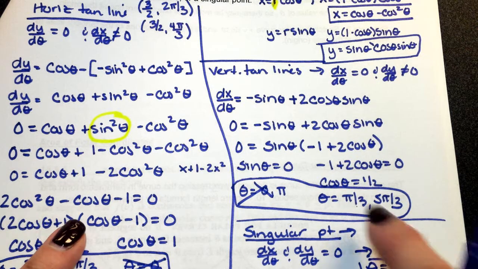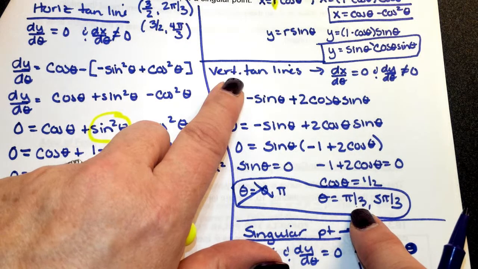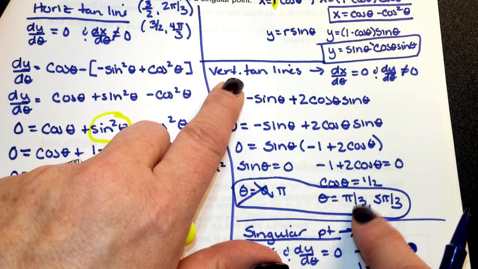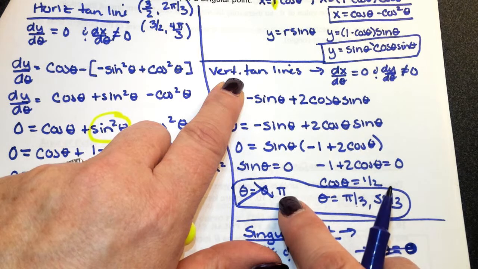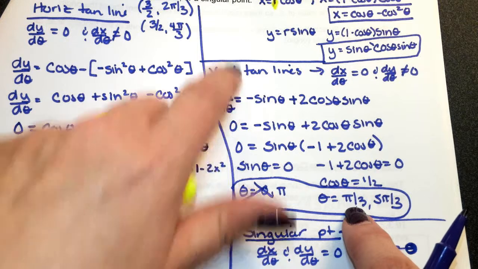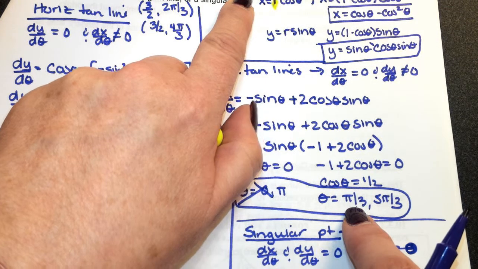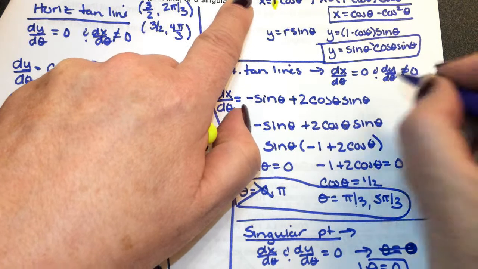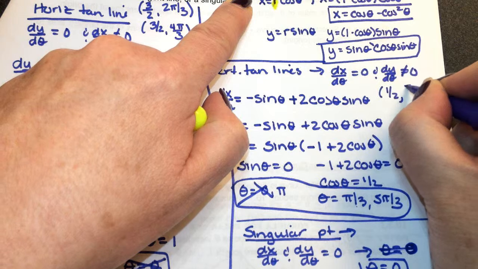Vertical tangent lines, pi over 3. So to find the points where I have a vertical tangent line, I know it's going to be at pi over 3, 5 pi over 3, and pi. So when I plug in pi over 3, cosine of pi over 3 is positive 1/2, and 1 minus 1/2 is going to give me 1/2. So my r value will be 1/2 and pi over 3.